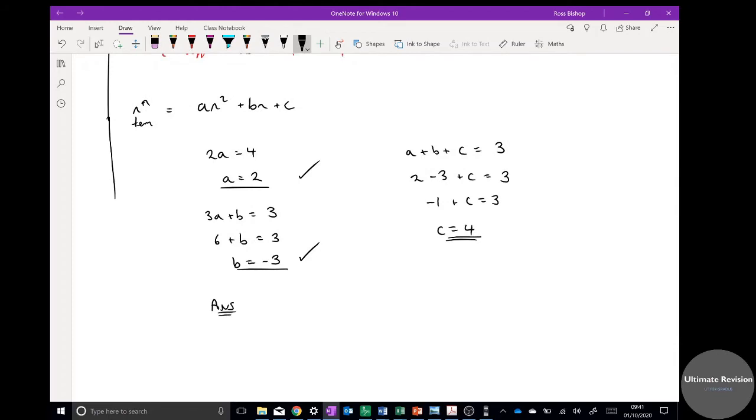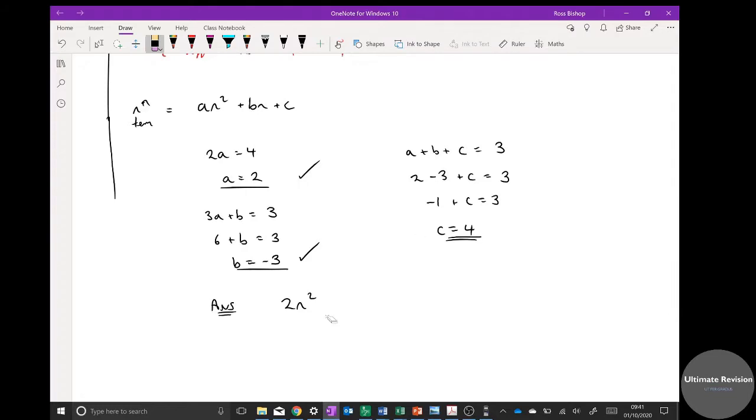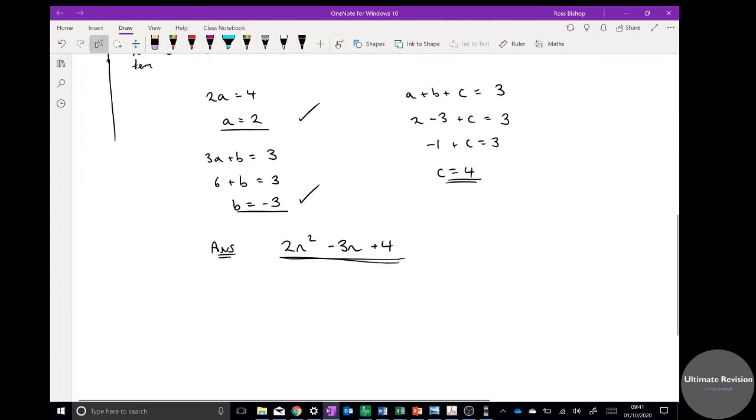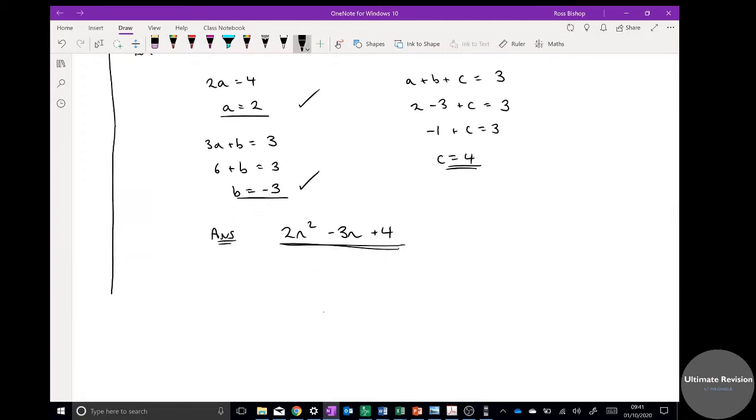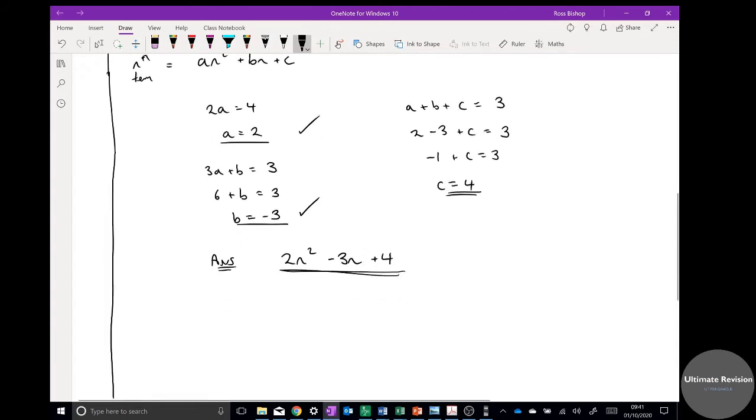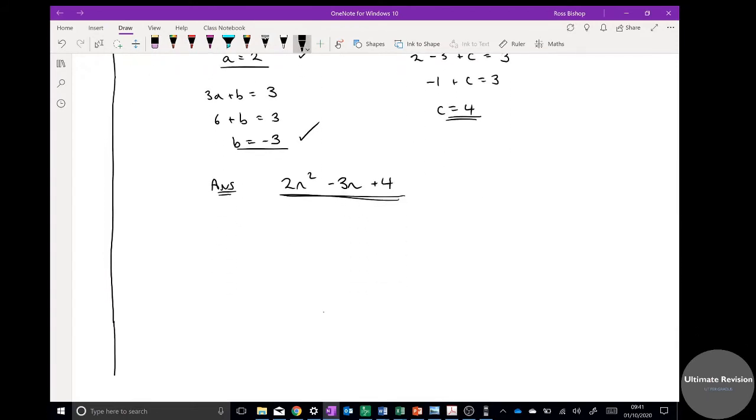Okay, I don't stop there. My final answer is going to be 2n squared, because that's an squared, plus bn, so minus 3n, plus 4, because that's what c is. So that's a quadratic sequence. You might need to just pause that and digest that. You might not have seen that for a little while.